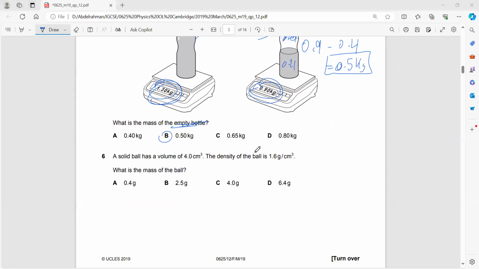Question 5. What is the mass of the ball? I have the volume and I have the density. How can I find the mass? Density equals mass over volume. This is quite easy. So mass equals density times volume. What's the density? 1.6. And what's the volume? 4. So 1.6 times 4 is 6.4 grams. Yes, excellent.